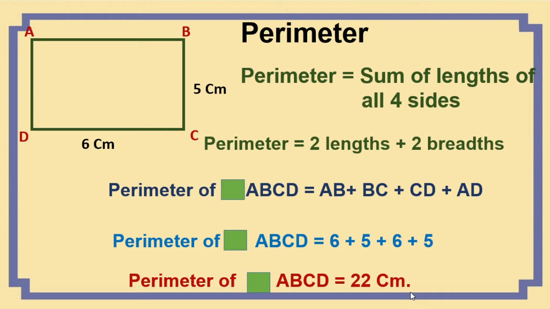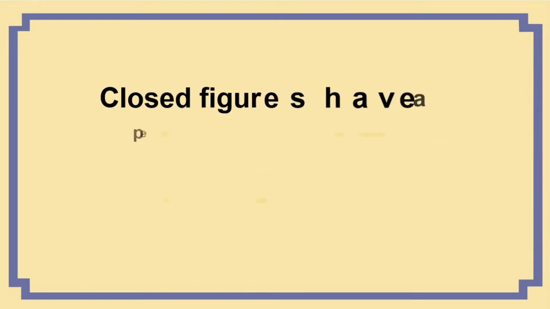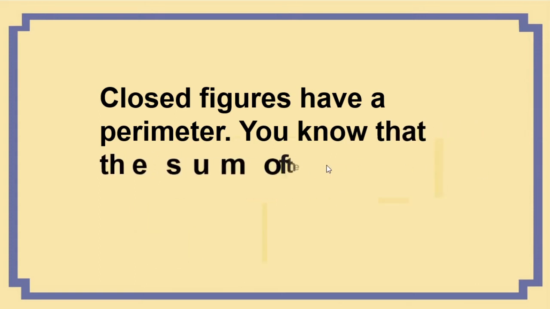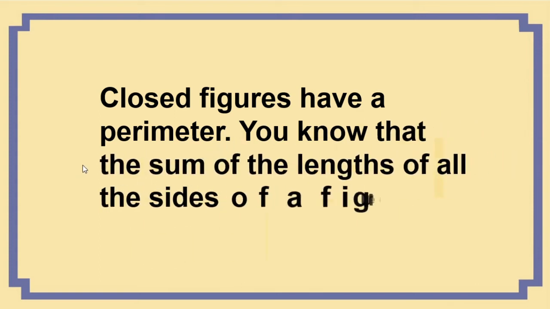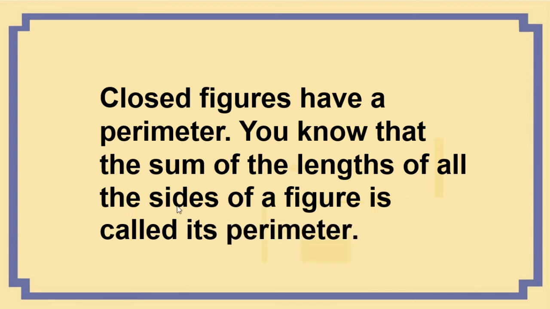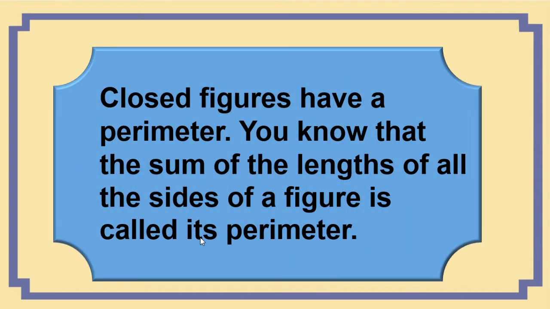Okay. Now we can write the statement of perimeter like this: closed figures have a perimeter. You know that the sum of the lengths of all the sides of a figure is called its perimeter. Got this? Here you can see the shape of this figure. It has also a perimeter. If we count the lengths of all the sides of this figure, then we will get the perimeter of this figure. Okay? Now we will proceed to area.